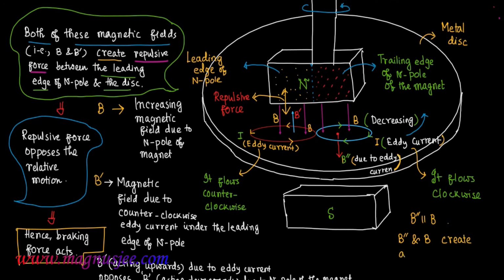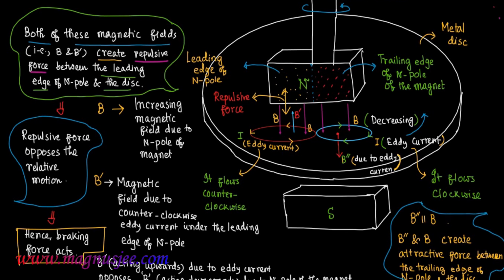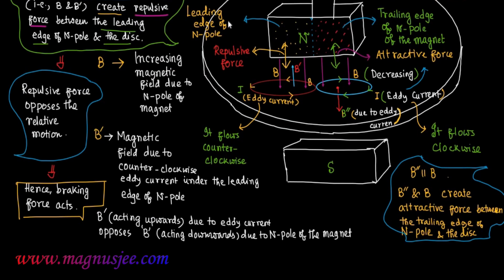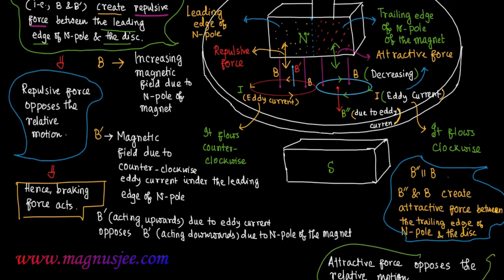That means B double prime and B create an attractive force between the trailing edge of the north pole and the disk. This attractive force opposes the relative motion between the trailing edge of the north pole and the circular disk.